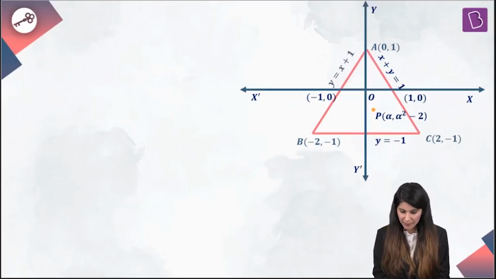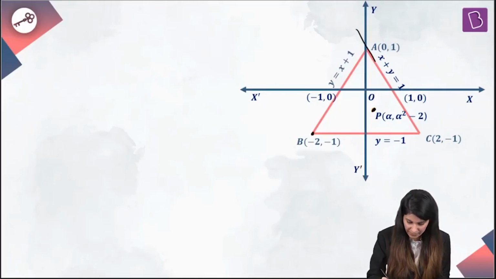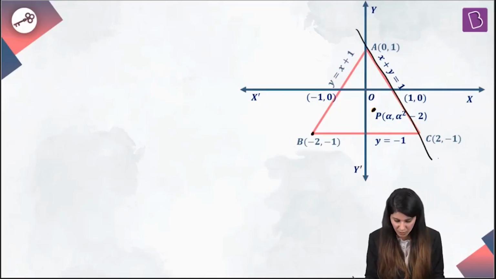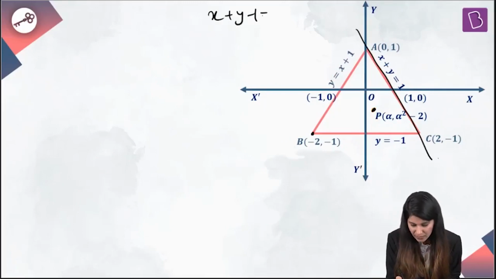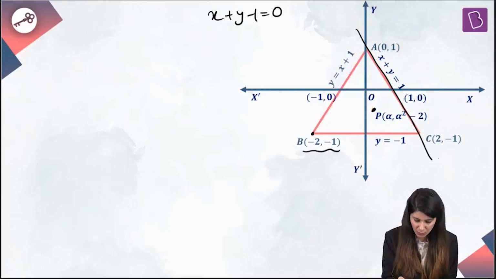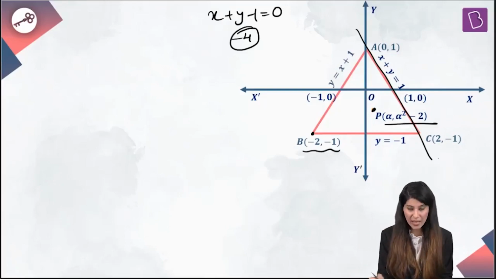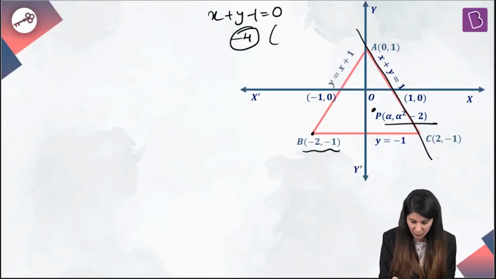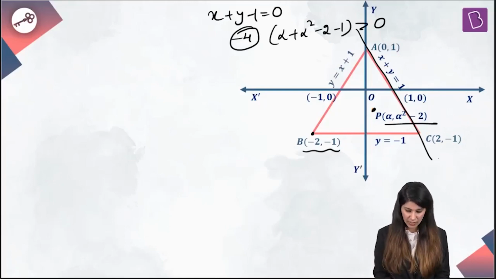So here B and P must lie on the same side of AC, right? So AC is what? X plus y minus 1 equals to 0. So when you put minus 2 comma minus 1 in this, what would you get? Minus 2 minus 1 minus 1, so minus 4 you're getting. Okay. And when you put alpha comma alpha square minus 2, you'll get what? Alpha plus alpha square minus 2 minus 1, and this would be greater than 0. Now we just need to solve this to get the answer.